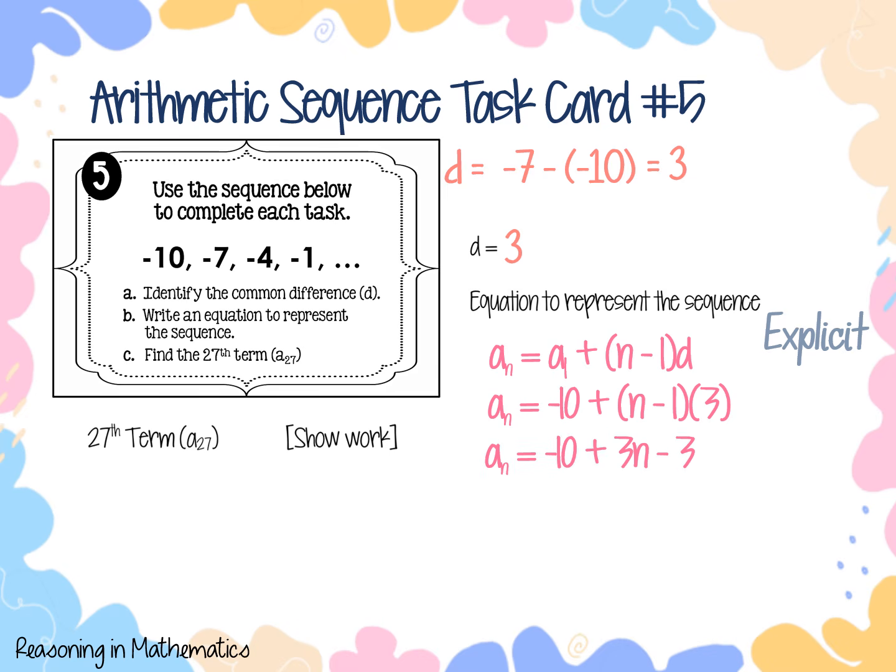Distribute. A sub n is negative 10 plus 3n minus 3. Combine like terms, and here's our formula. To get any term in this sequence, a sub n is 3n minus 13. We want term 27. So we're plugging in 27. Put it in your calculator, and the 27th term should be 68.